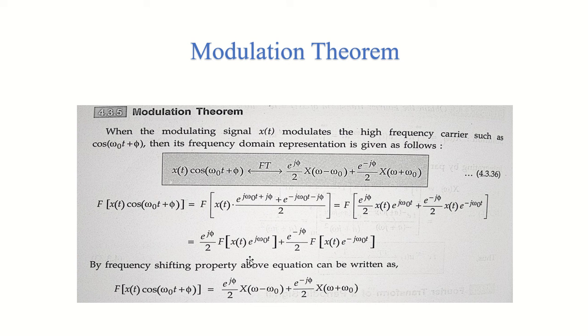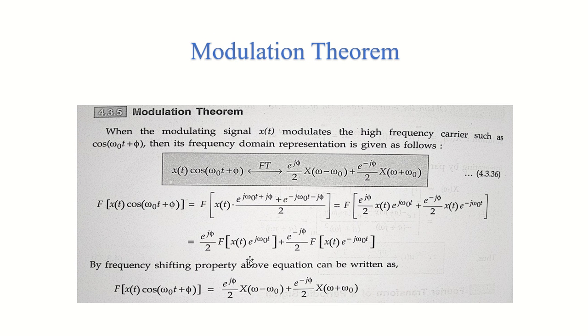And whenever you phase shift this term, what you will get is e^{jφ}/2 X(ω − ω0). So basically you perform the Fourier transform, and you will get X(ω + ω0) on the other side, and the e^{-jφ}/2 will remain as it is. So that is your modulation theorem, right.